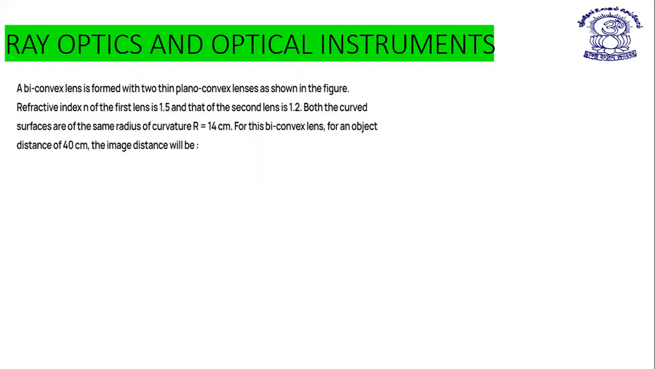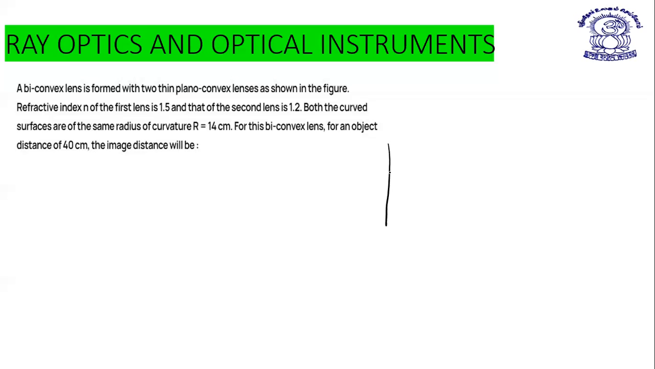In this question, it is given that a biconvex lens is formed with two thin plano-convex lenses as shown in the figure. The refractive index of the first lens is 1.5 and that of the second lens is 1.2. Both the curved surfaces are of the same radius of curvature, 14 centimeter. For this biconvex lens, for an object distance of 40 centimeter, the image distance will be?